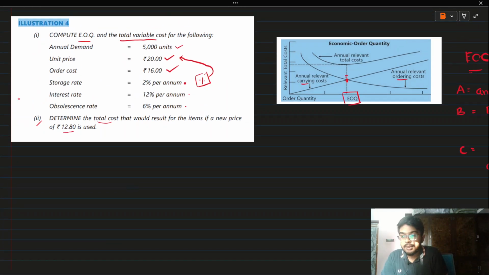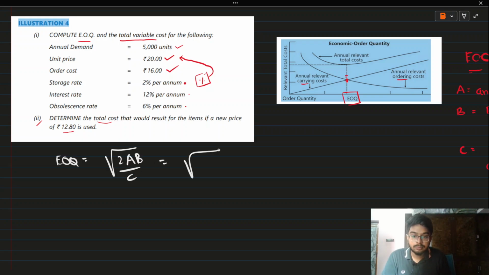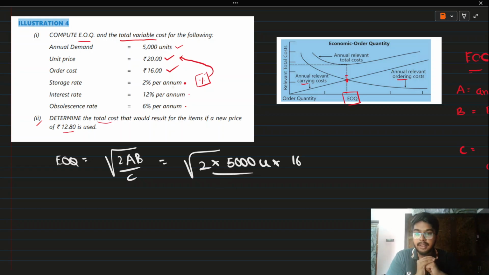Let's solve the question. EOQ is root of 2ABC. 2 into 5000 units into 16 divided by carrying cost. So let's understand. There is storage rate, interest rate, and obsolescence rate. See, carrying cost means expenditure incurred and opportunity cost and all the risk premium that we incur for holding the material in our warehouse, for holding the material in the godown.